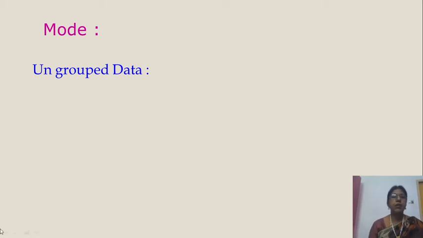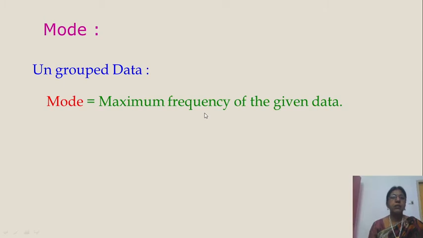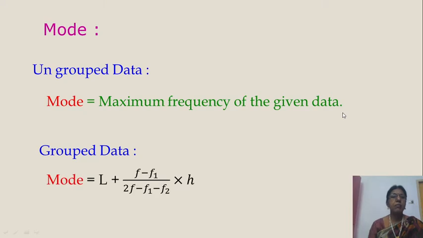Our next topic is mode. This is also for ungrouped data and grouped data. Mode, you take it as definition: mode is equal to the maximum frequency of given data. So for ungrouped data, how can we find mode? Mode is equal to the maximum frequency of given data.